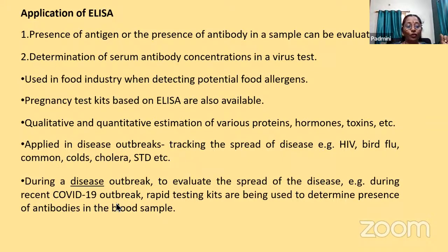And this was done during the COVID-19 outbreak. The ELISA technique was carried out during the COVID-19 outbreak because this was a rapid testing kit, something like your pregnancy kit. You just add your sample and check for the double lines for color. If you have a double line, then it is positive, and if you have a single line, then it is negative. So ELISA was also done during this COVID-19 outbreak.